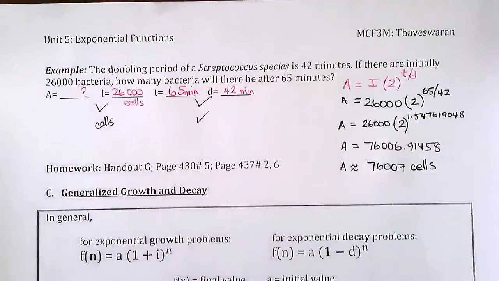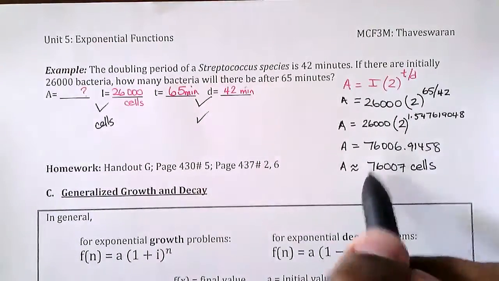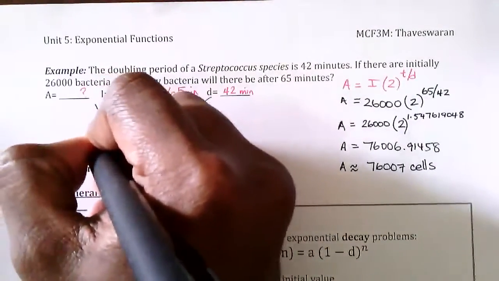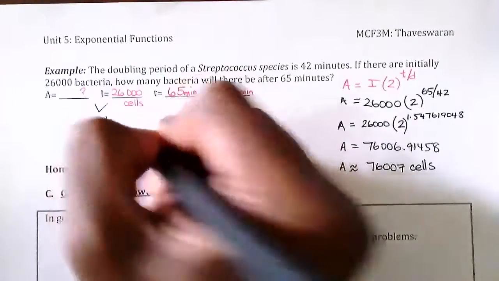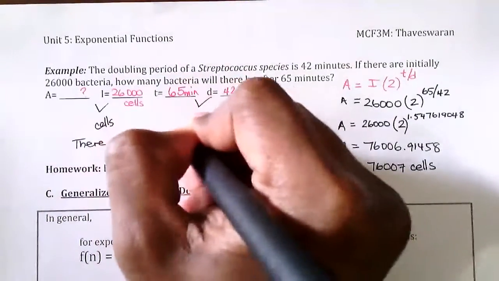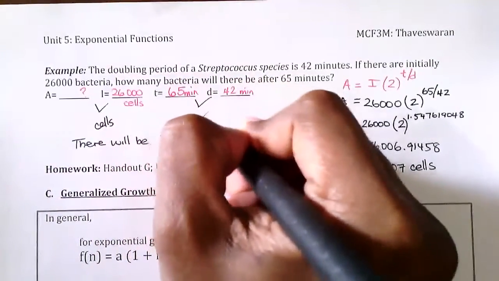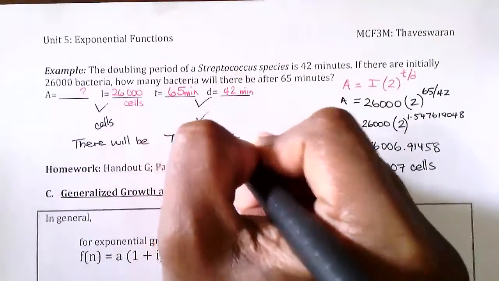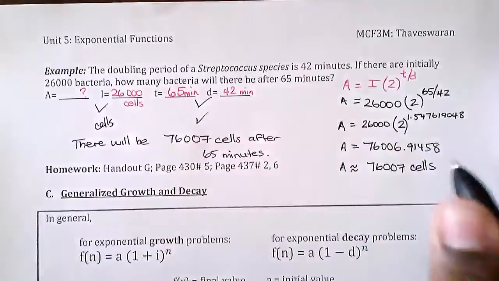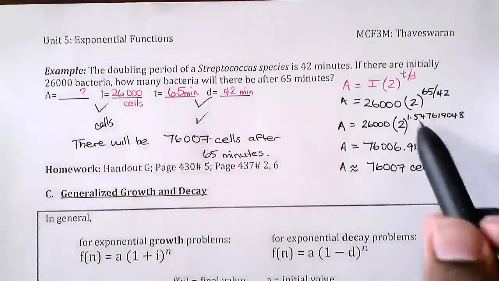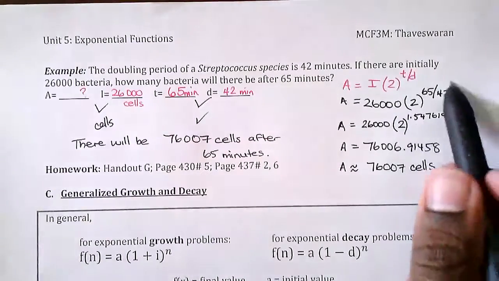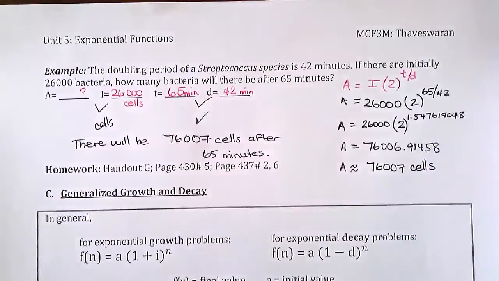So I'm just going to make sure something. Okay, and that is correct. So now we have our answer. So we have to write our sentence. So there will be 76,007 cells after 65 minutes. So I want to show you this just to show you how you can do this with your calculator, but in reality, most, if not all of the questions I'll give you will use nice numbers, so you should be able to solve them on your own.